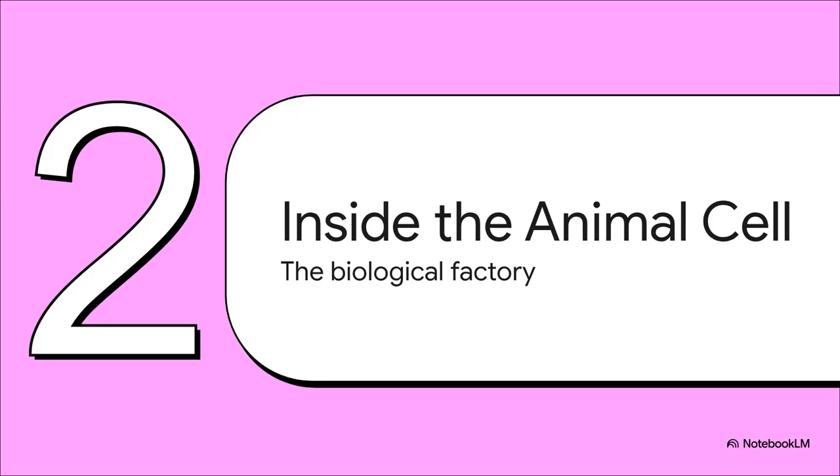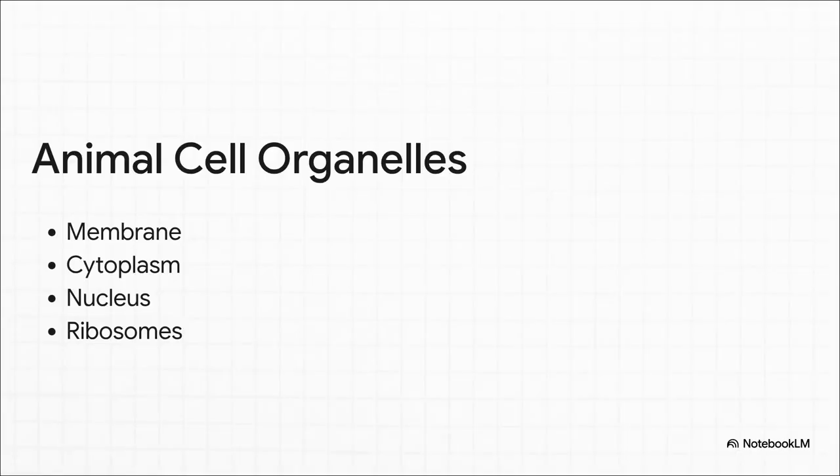Moving on to Section 2, inside the animal cell, the biological factory. Seriously, you can think of the typical animal cell as this bustling, highly organized factory. When you look closely, it's not just some chaotic blob. It contains highly specific structural departments called organelles, and every single one of them has a vital, non-negotiable job. Let's rapidly break down these factory departments.